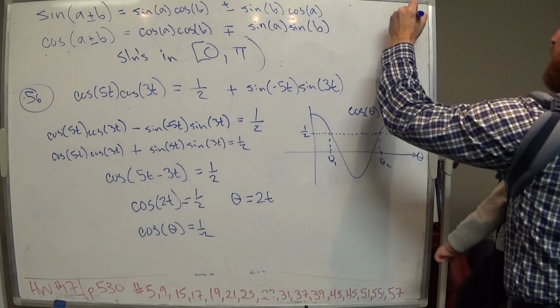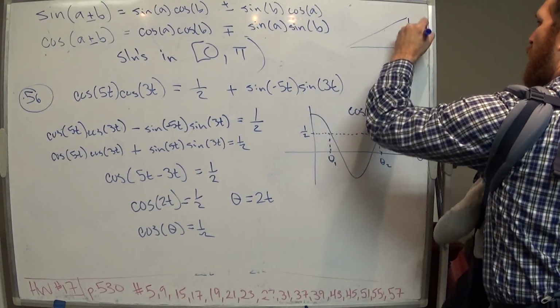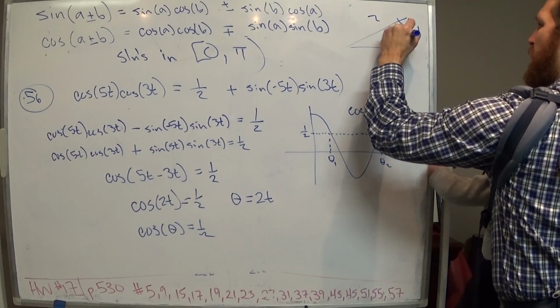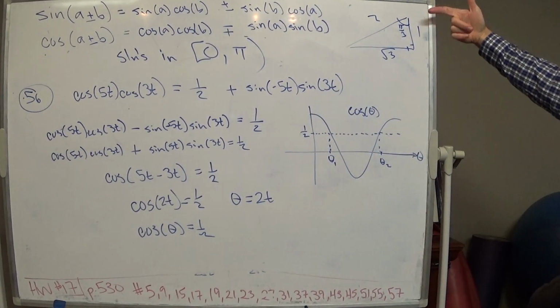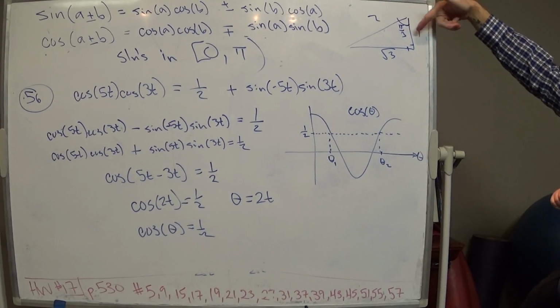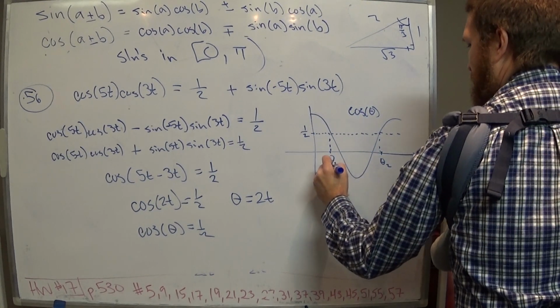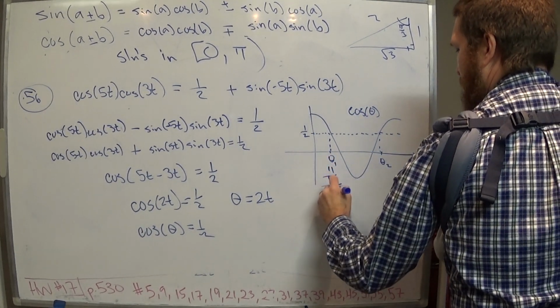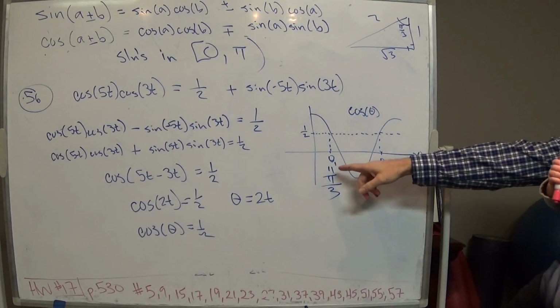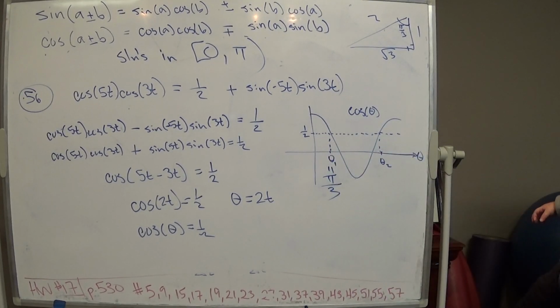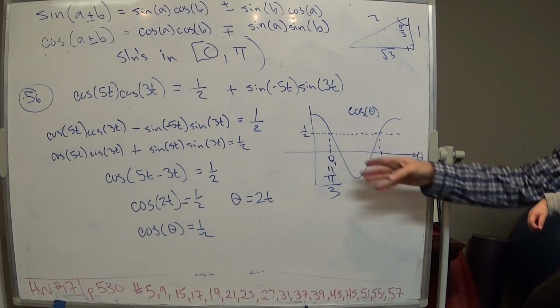Good, right? And let's just check that. 1, 2, root 3. This is pi over 3. Cosine is adjacent over hypotenuse. So cosine pi over 3 is 1/2. So this is pi over 3. That's an equal sign, by the way, as we're going down. That's equals, okay? And so, we got one of them.